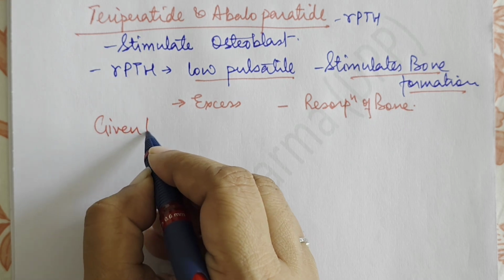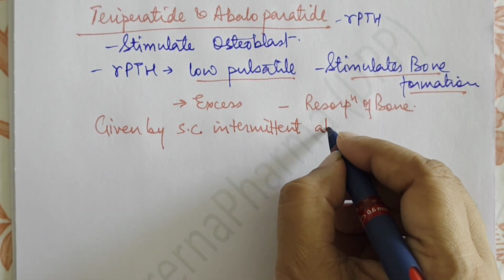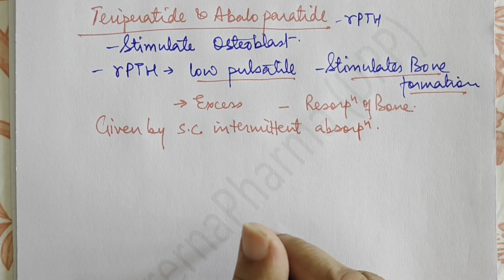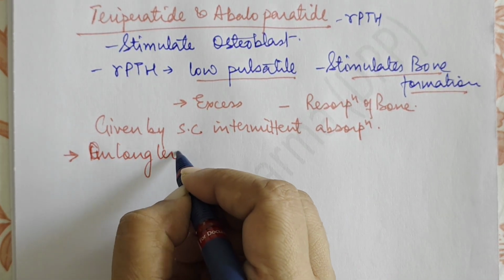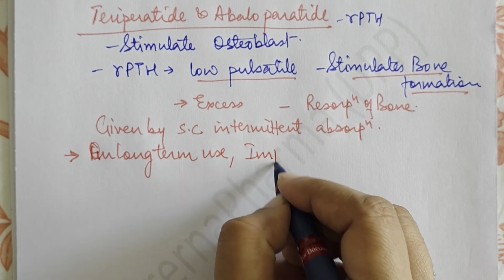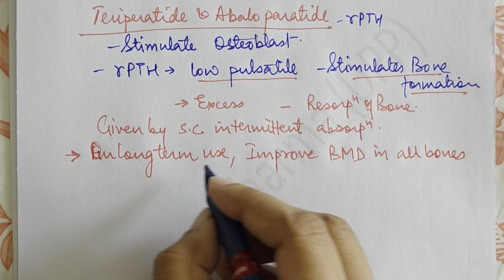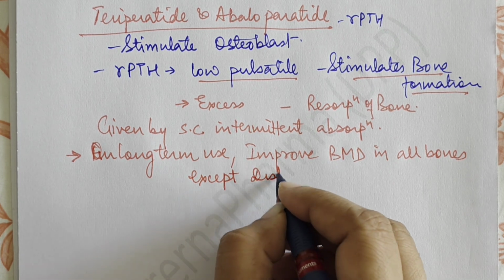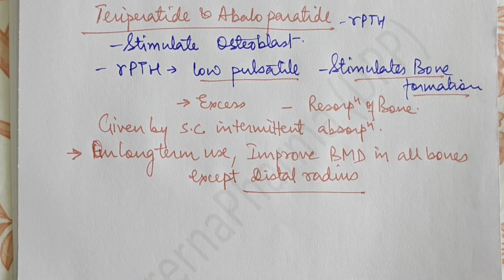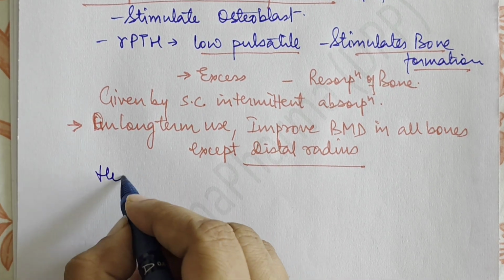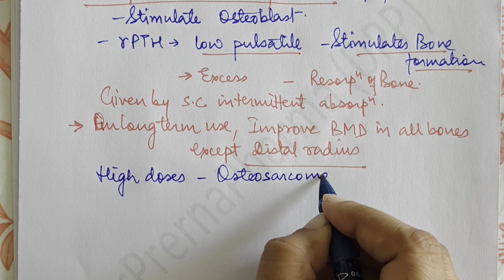So the teriparatide is given by intermittent subcutaneous administration. Okay, now one more very specific feature is seen, that on long-term use, they improve the bone mineral density in all the bones except the distal radius. In the bone of the distal radius, it does not increase bone mineral density, right? In high doses it can cause osteosarcoma.